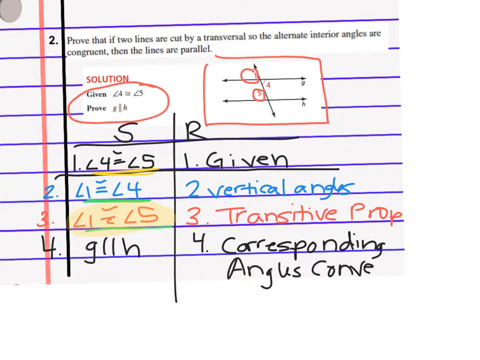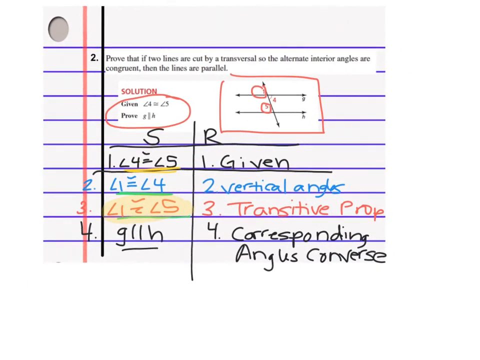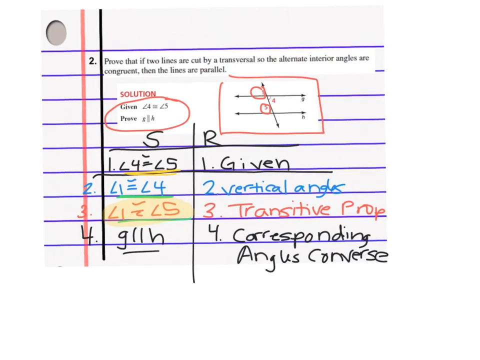And you do need to put converse. That is important. How do you know if you put converse or not? Converse is used to prove that two lines are parallel, which I did right here. Line G is parallel to line H. So pause the video, rewatch if you need to.